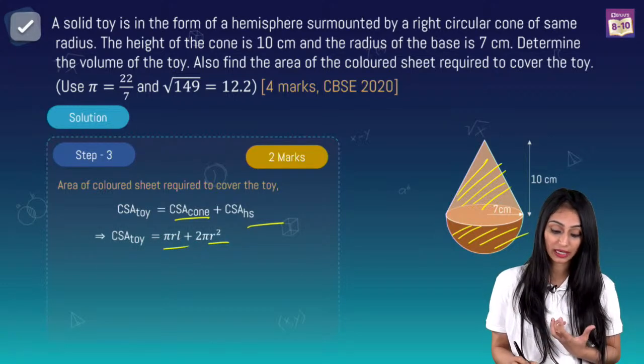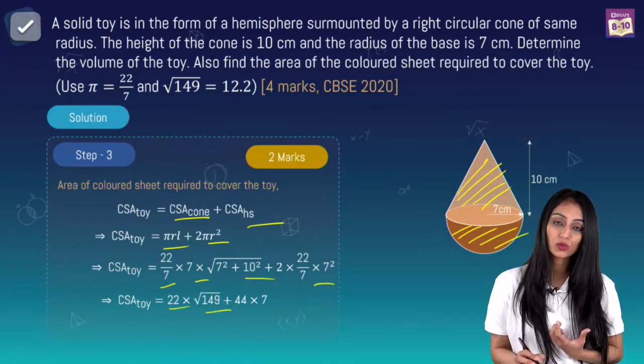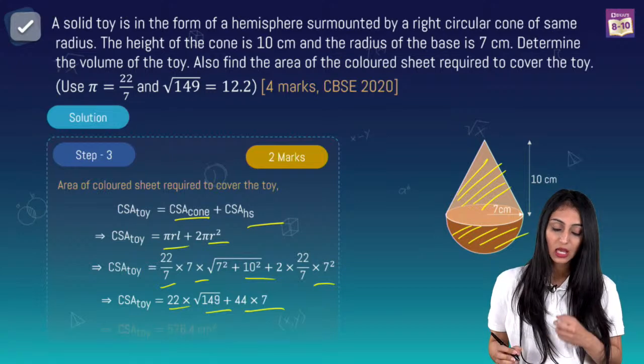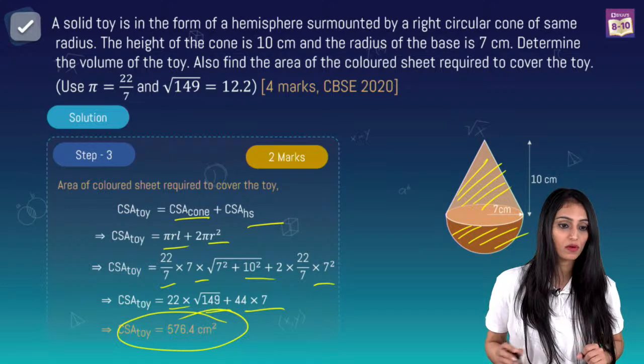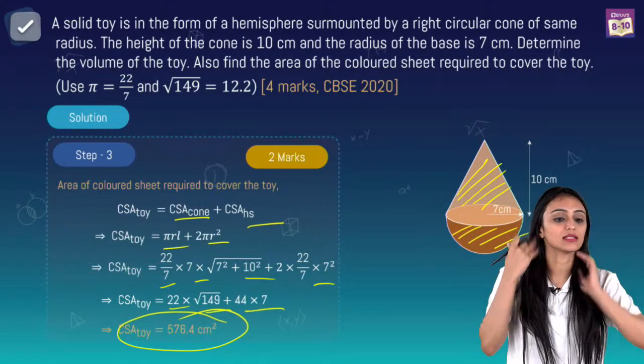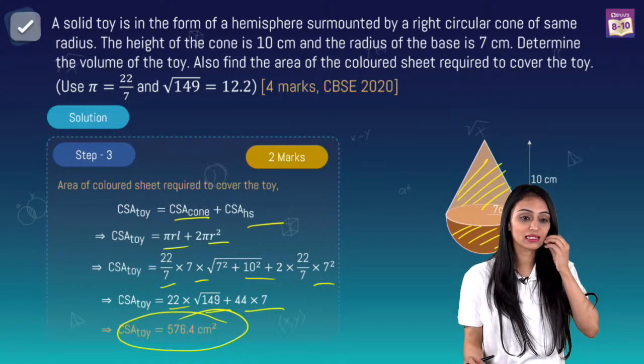They both have the common radius. So I'll simply put all the values here and we get 22 into square root of 149 and this thing. Square root of 149 is already given in the question. We have 576.4 centimeter square. That's the answer. I hope this is clear to everyone.